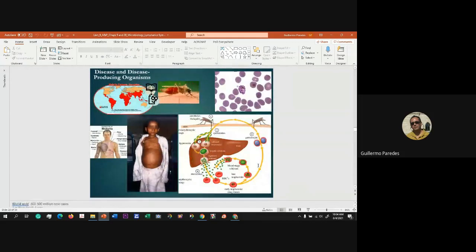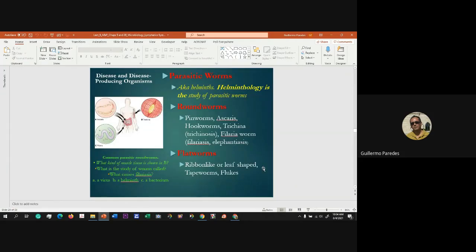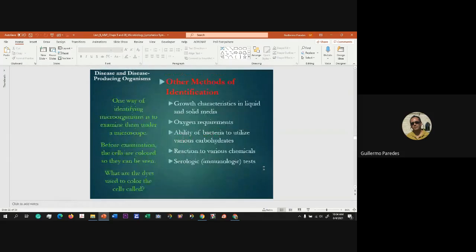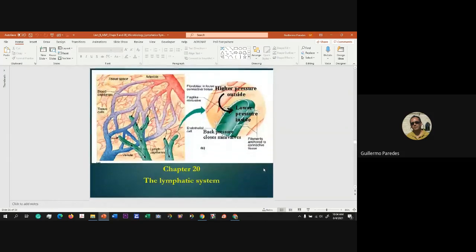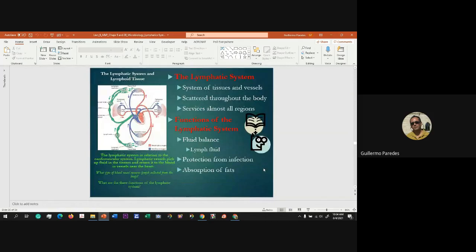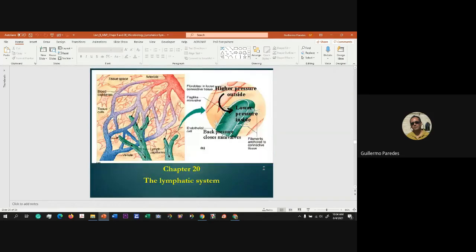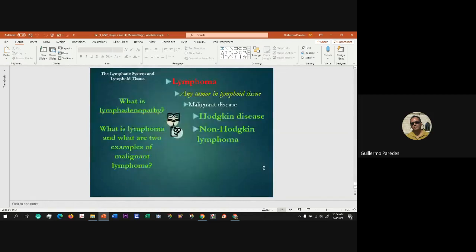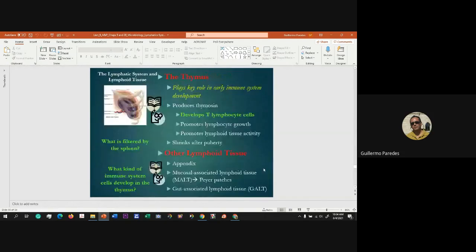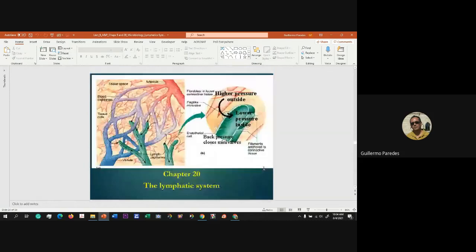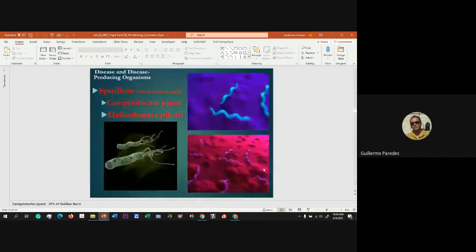Remember, I'm not teaching what is not necessary. I may mention things to illustrate, but what I remark is what I want you to study. So don't try to write down everything I say, because at the end you will not understand what you are even writing. All right, then we will talk about the lymphatic system and some disorders of the lymphatic system. So let's start.